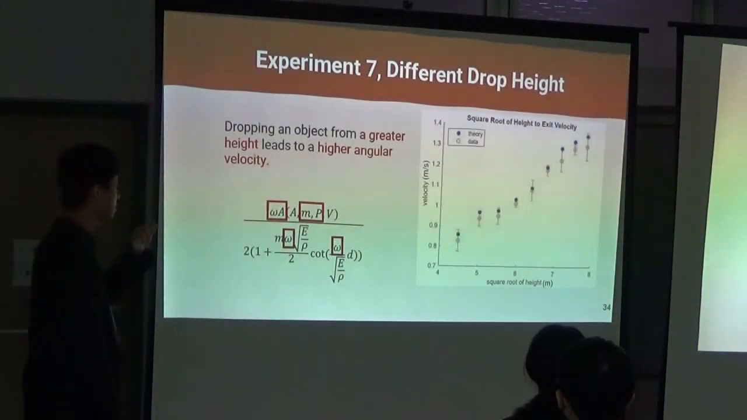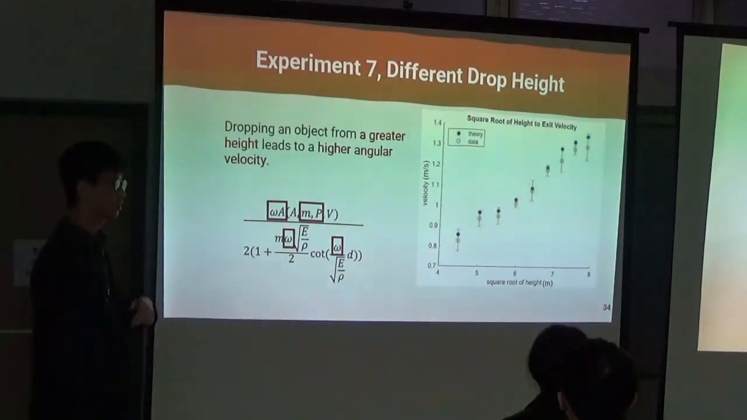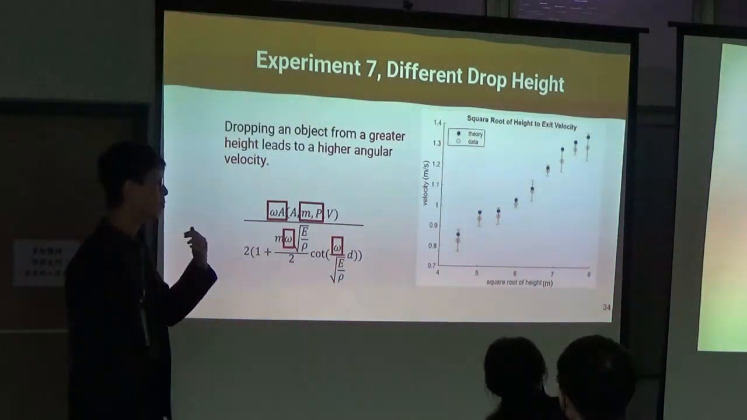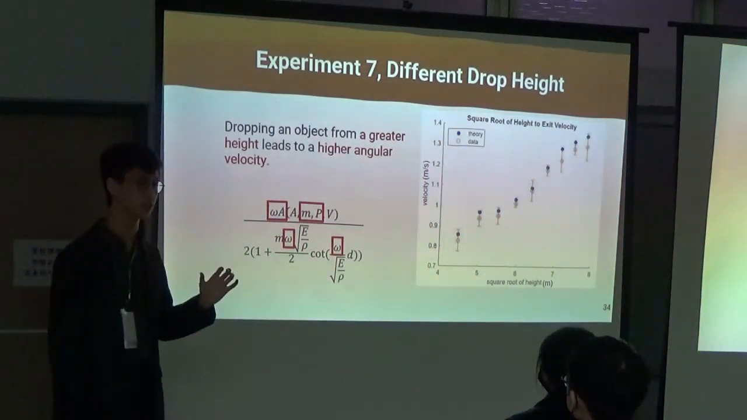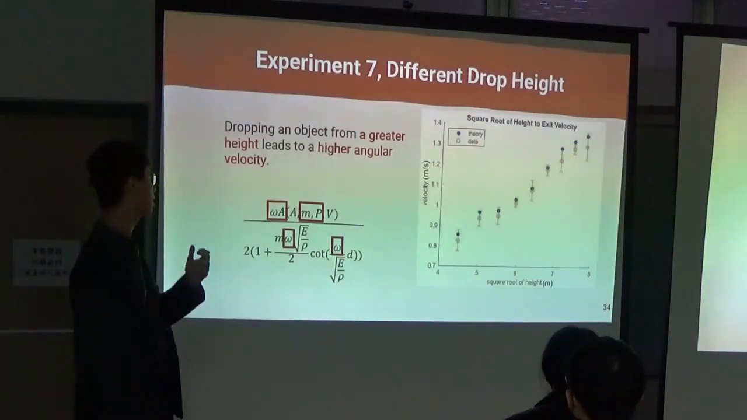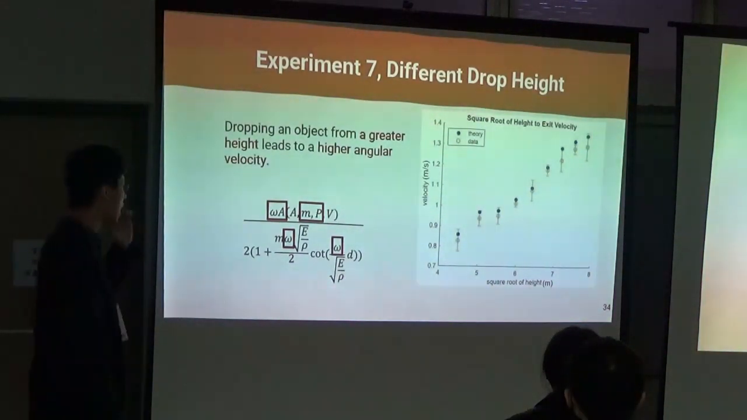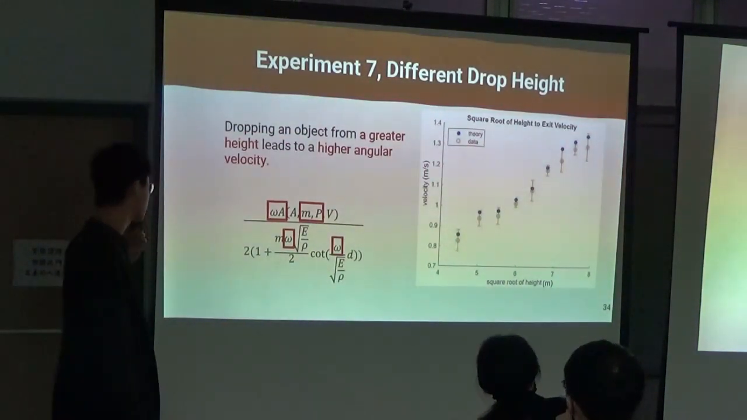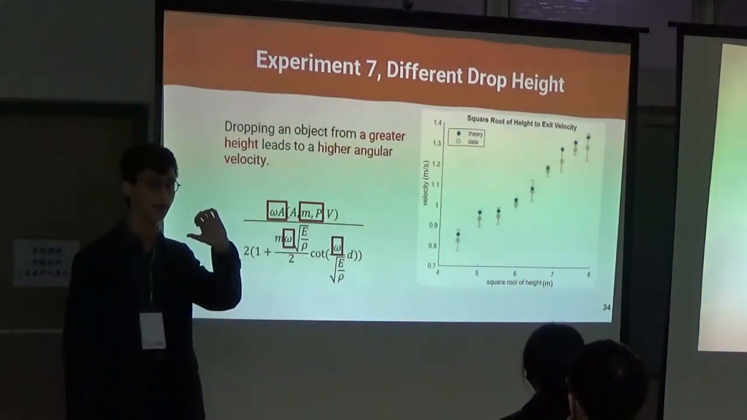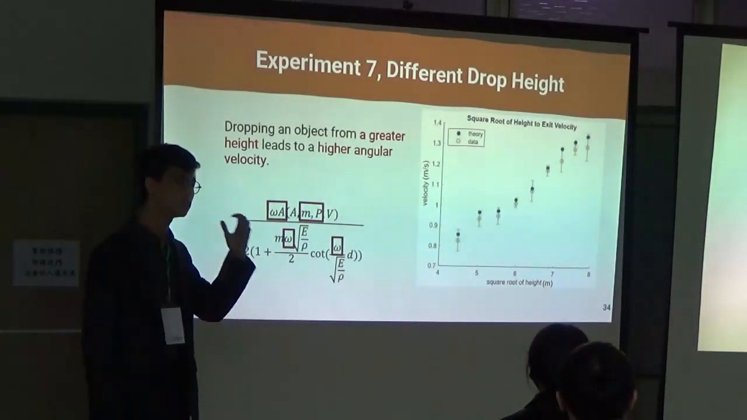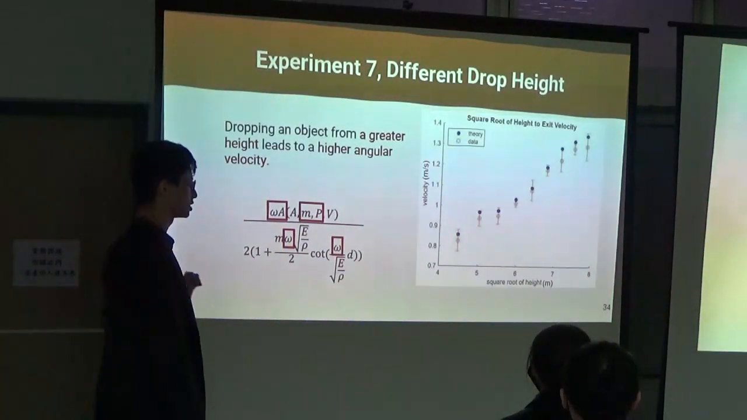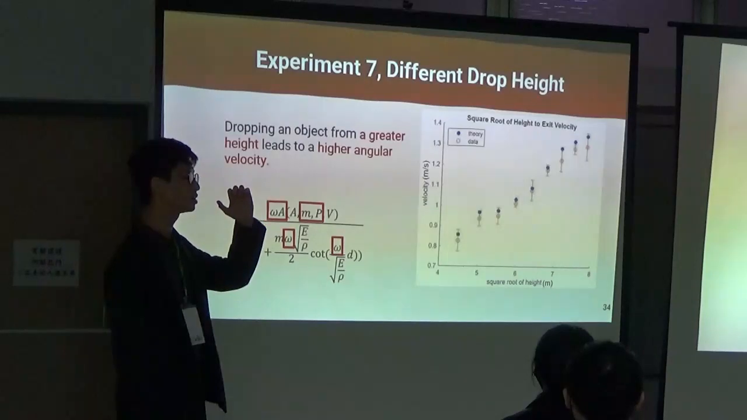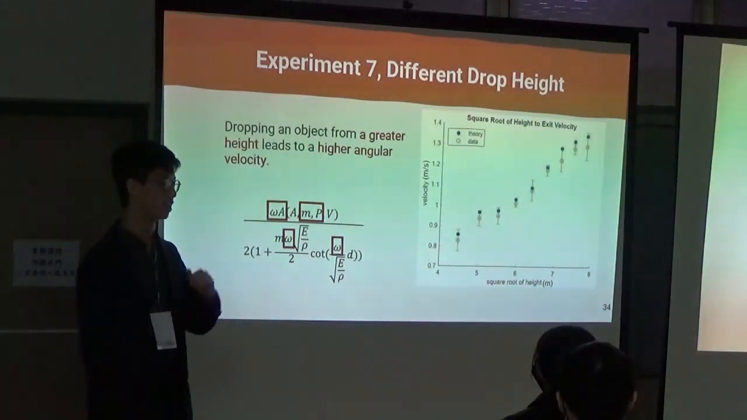For experiment 7, we observed different drop heights and their effects on the x velocity at which the ball is catapulted away. Dropping an object from a greater height leads to a higher velocity that creates a larger amplitude. So it's reasonable that we predict that as the height of the ball increases, the x velocity will increase.